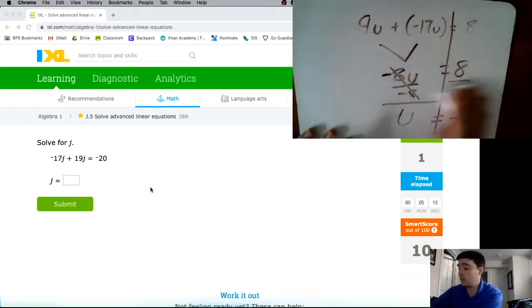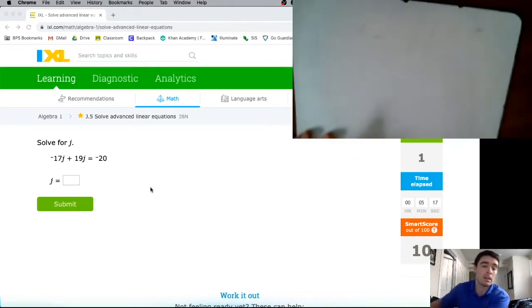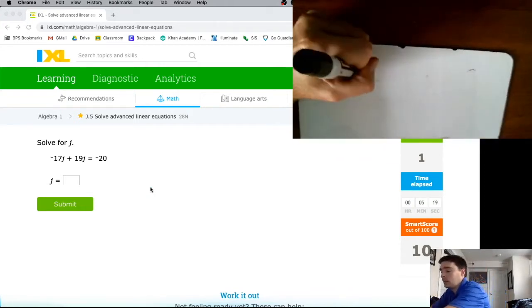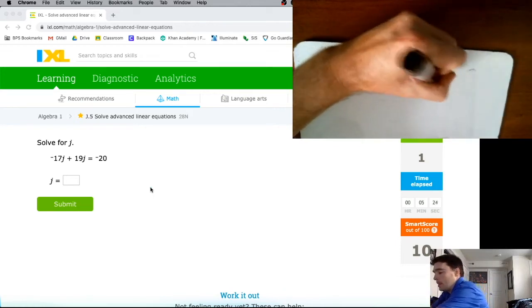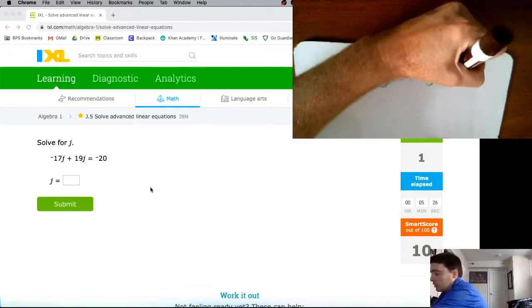Alright, so our equation, negative 17j plus 19j, is equal to negative 20.